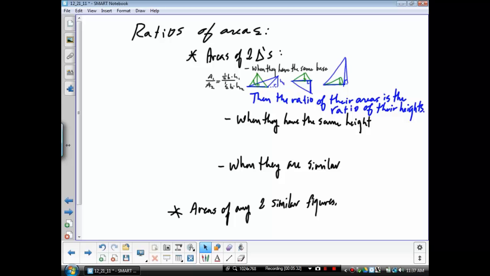And again, the first thing we're going to focus on, what does this look like if they have the same height? What it usually looks like when the two triangles have the same height is that they share an edge and their bases are on the same line. So we have the green triangle and the blue triangle that share an edge, share a vertex, and their bases are on the same line.